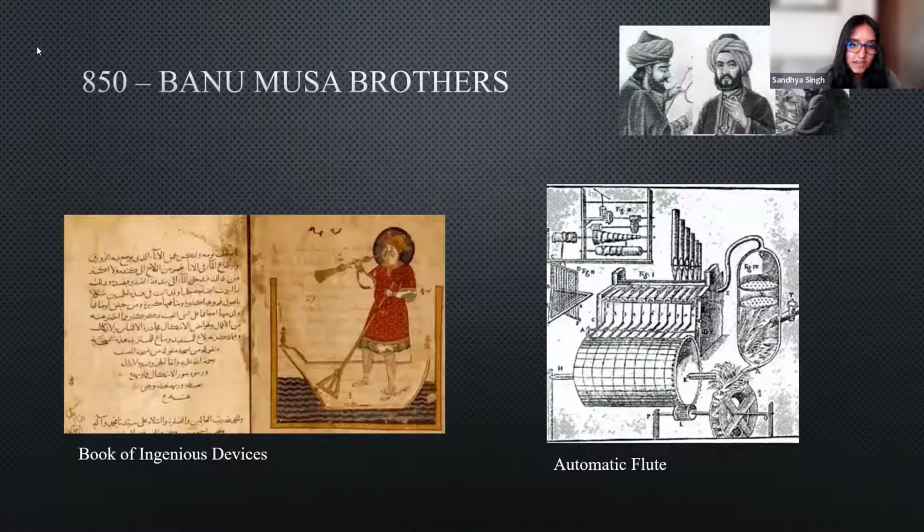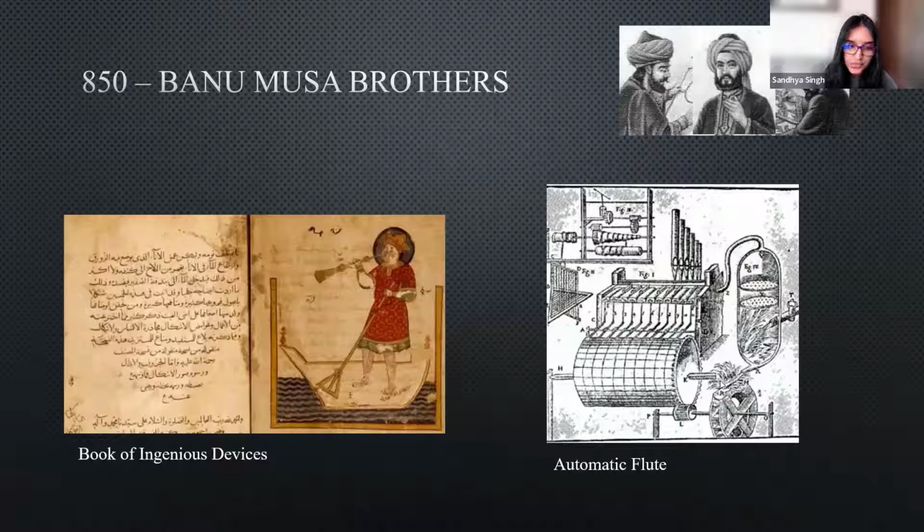So programming dates back around 850 when the Banu Musa brothers published their book called the Book of Ingenious Devices. This book mainly consisted of diagrams of about 100 odd machines, which they called automata. Basically automatic machines and devices that would perform functions based on pre-written instructions. But there was one machine in this book that stood out, and that was the automatic flute. The reason why the automatic flute stood out so much was because it was programmable.